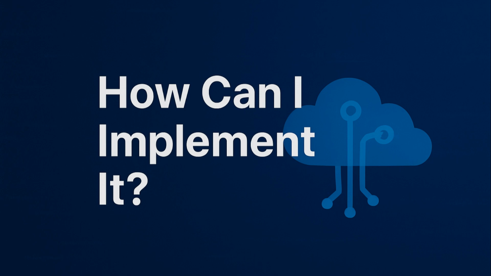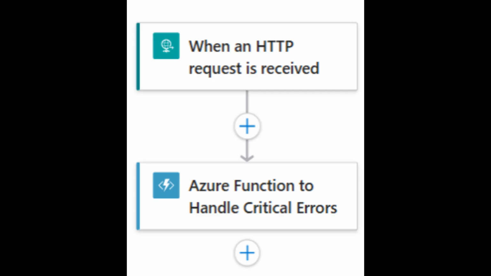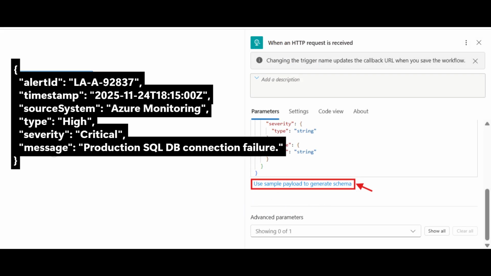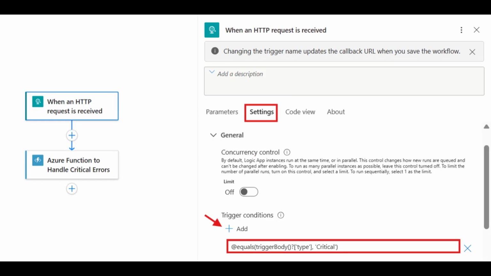For this example, we will be using a consumption logic app. Open the Logic App Designer and add the when an HTTP request is received trigger. Use the following sample payload to generate the schema, recommended but not required. Navigate to Settings, General, Trigger Conditions, plus Add. Add the expression on the image.